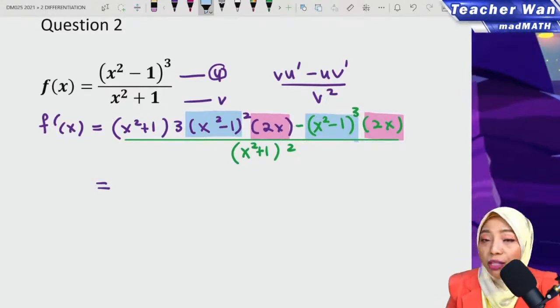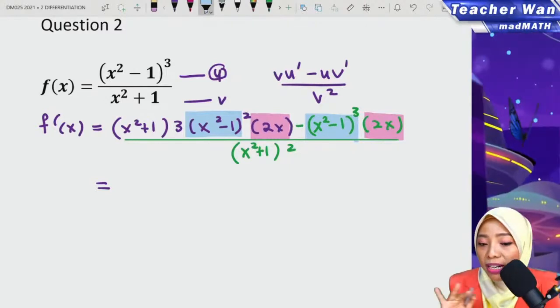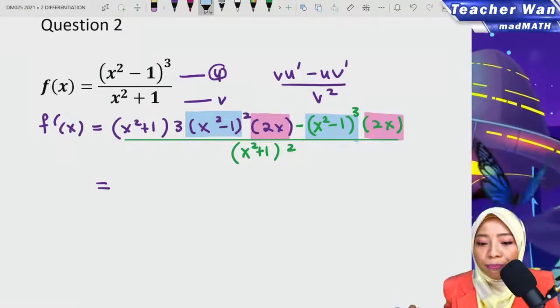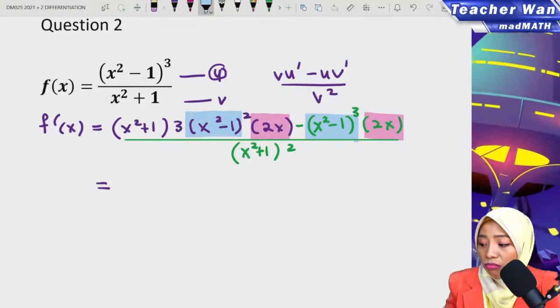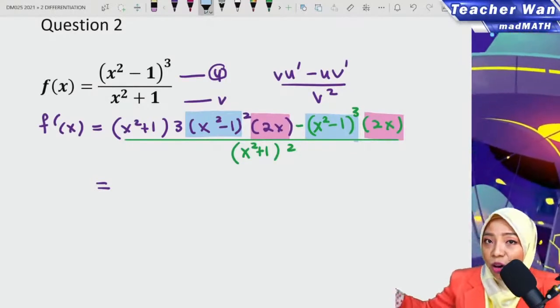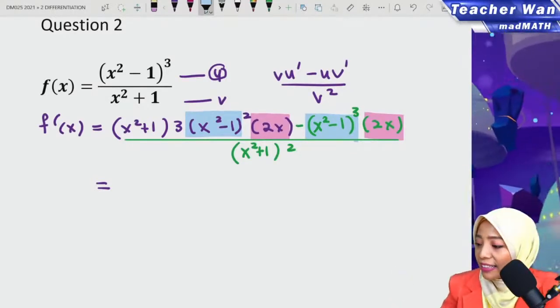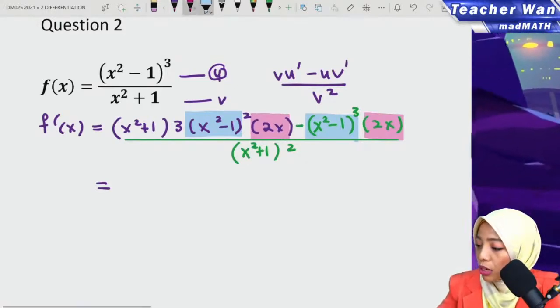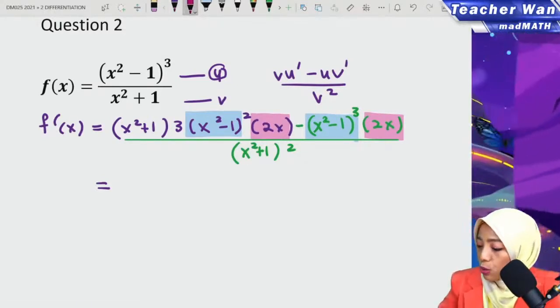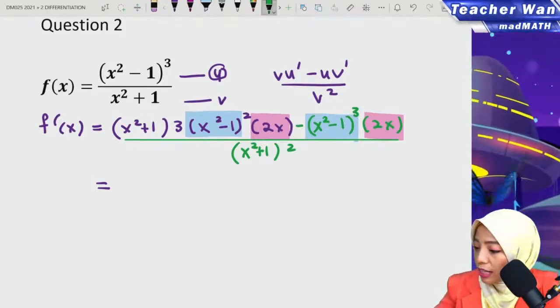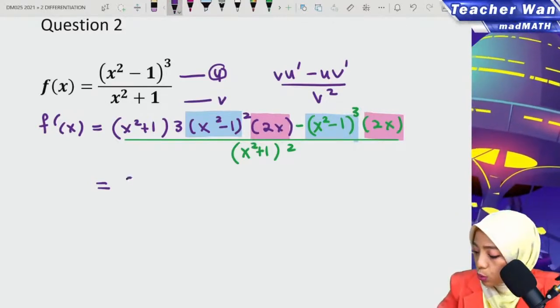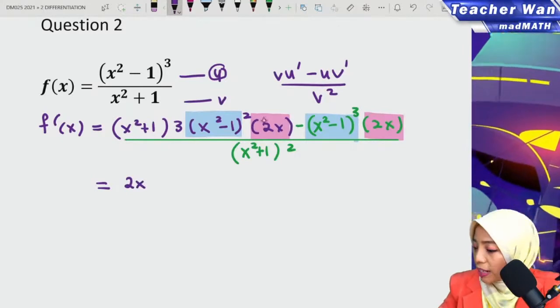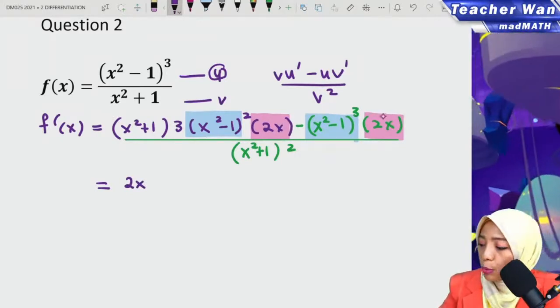X square plus 1, ada kena buat apa-apa? We do nothing about it because it doesn't have common in the second part. So this pink and blue we are going to factor out. Now madam is going to factor out 2x. So 2x, dua-dua pun power dia 1.